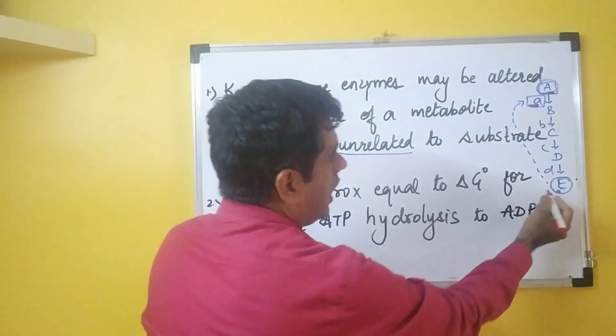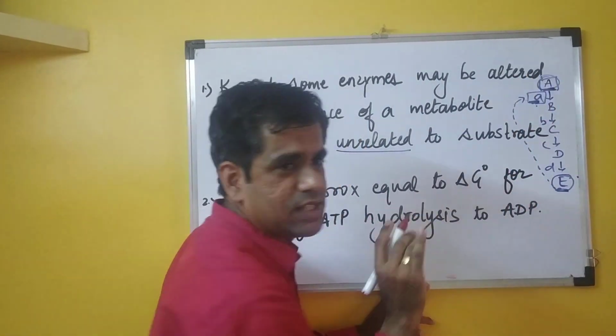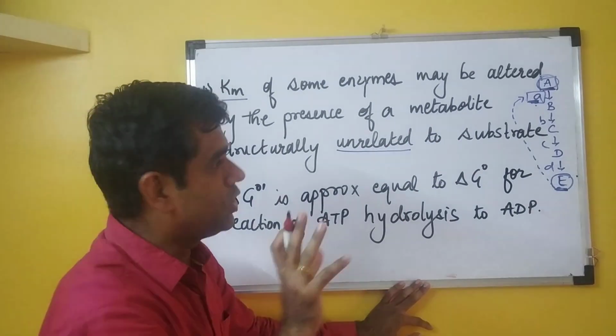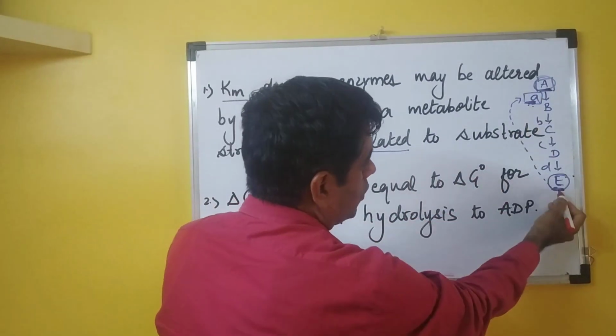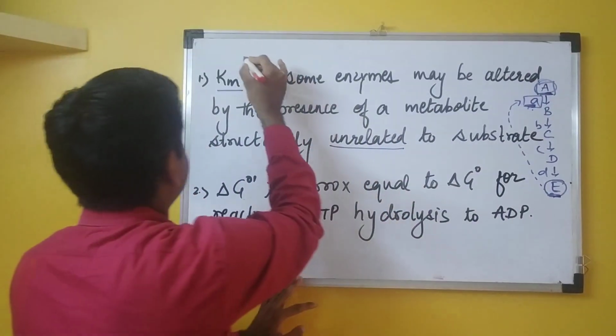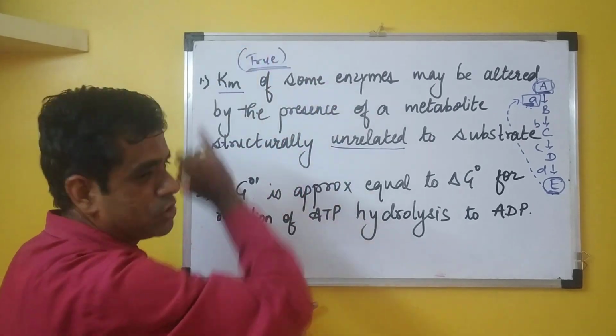So therefore, an unrelated compound can change the affinity of the enzyme towards its substrate and therefore it can change the value of the Km. So the Km value of A is changed because of E, which is not structurally related to A. So this particular statement here is true, right? So we found that this is true.